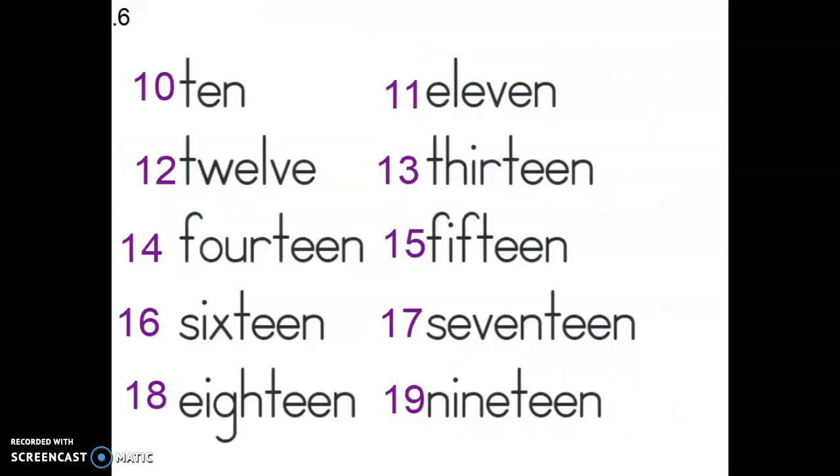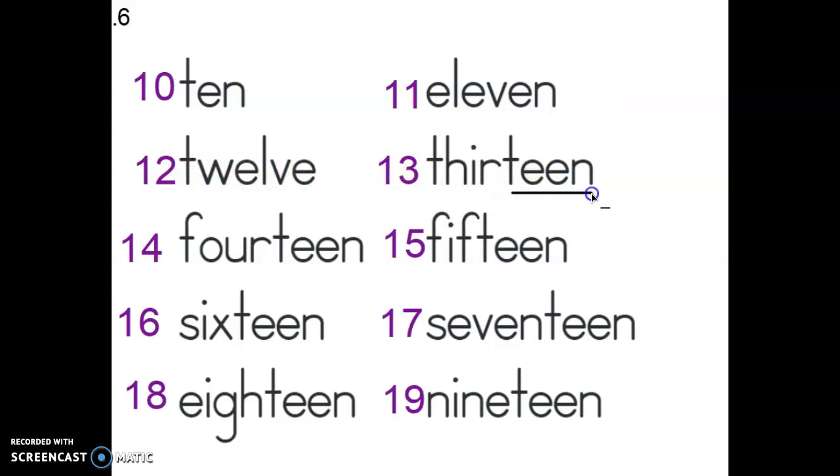Now we're on 1.6. We're talking about teen numbers. So you can see the Miss Edens put all of our teen numbers here, and I labeled them with the number. So 10 is just 10. But then we have 11 over here. It looks different. 12. And then we have the teen numbers.